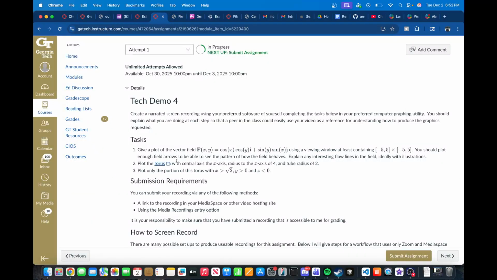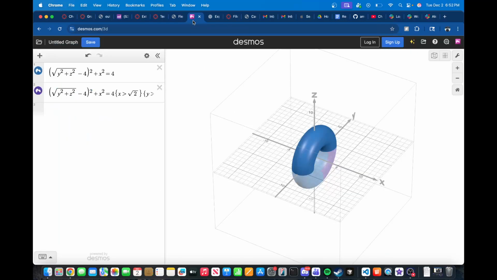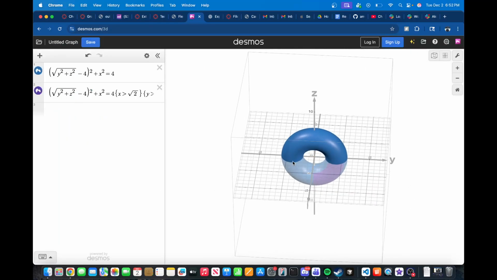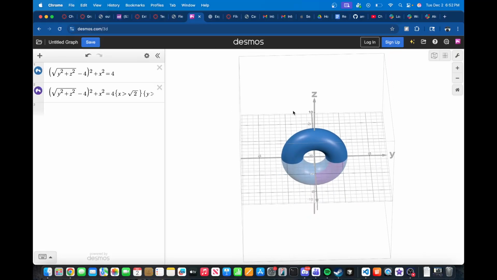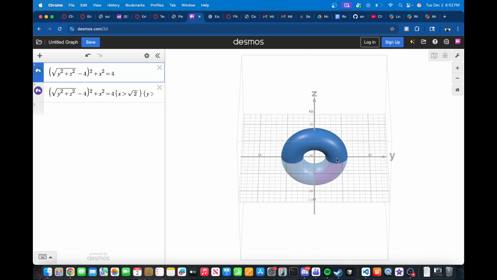Number 2 is plot the torus with central axis the x-axis, radius to the x-axis of 4 and tube radius of 2. So I have this plotted right here. We can see that the center of the torus, please stop spinning, thank you, is about right here, and if we turn that off, that's about where 4 is. If I flash it, you can see the center of the torus is at 4, and the start of the torus is at 2 and the end of the torus is at 6, which tells us that the tube radius is 2.